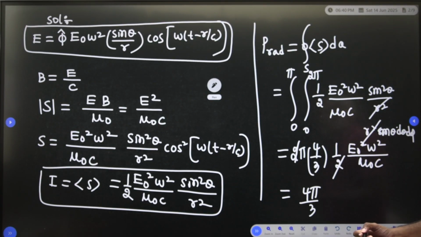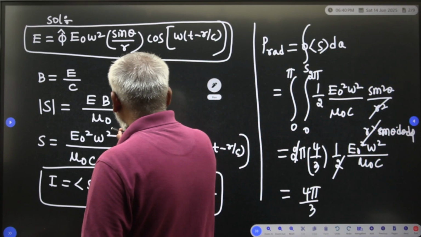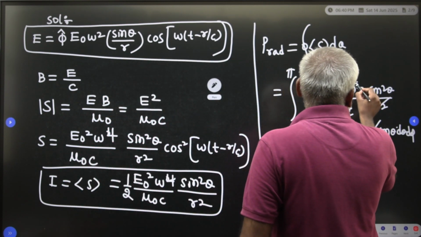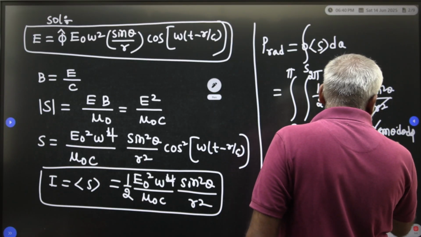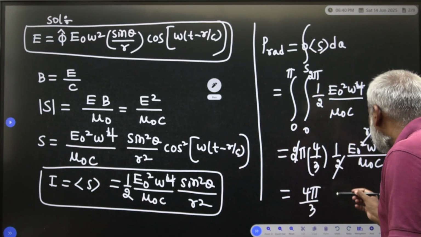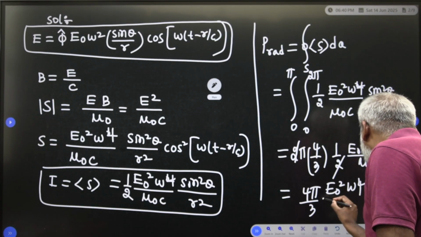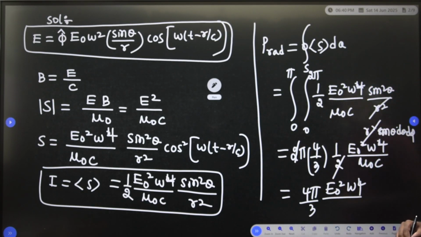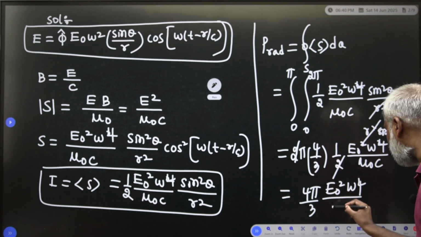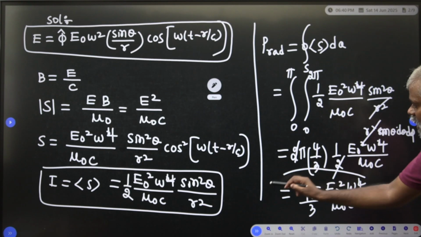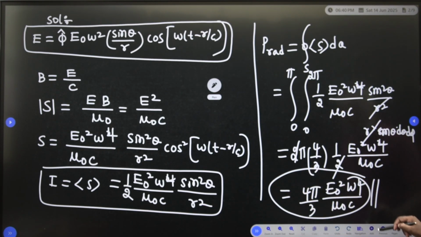So, which one do we have to write here? E square means omega to the power of 4. Here omega to the power of 4, here also omega to the power of 4. Correct. So, E naught square omega to the power of 4 divided by mu naught into c. This is your answer. You are going to get the total power radiated.